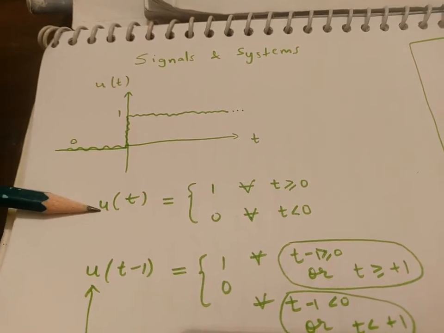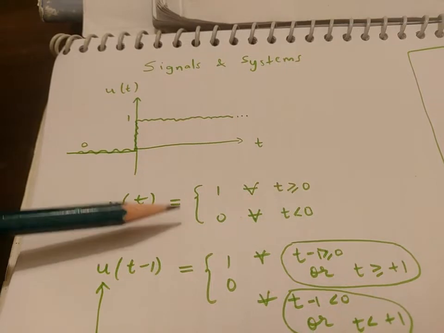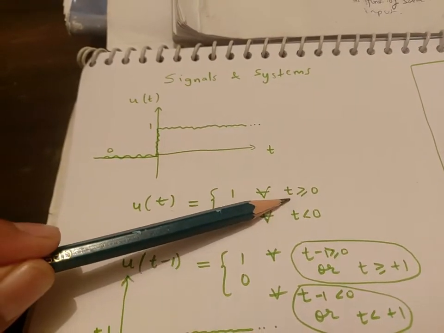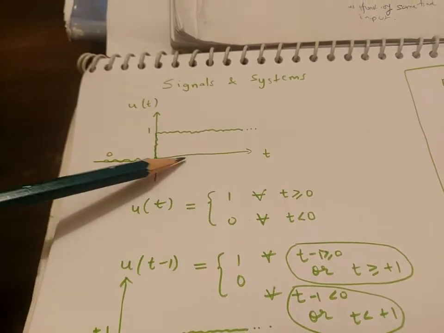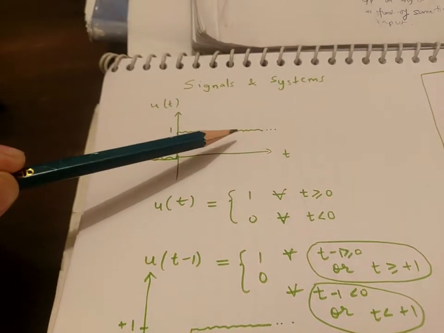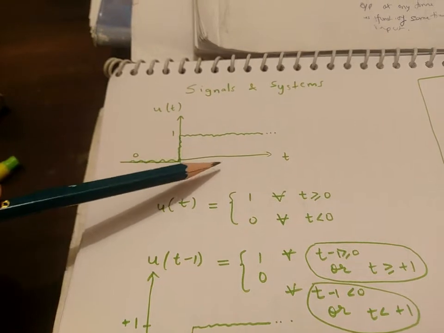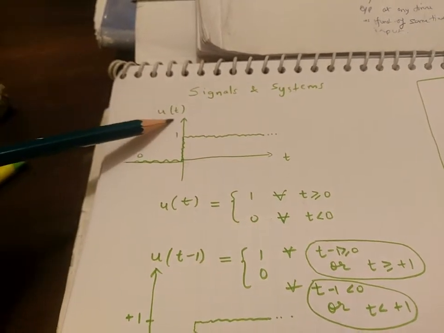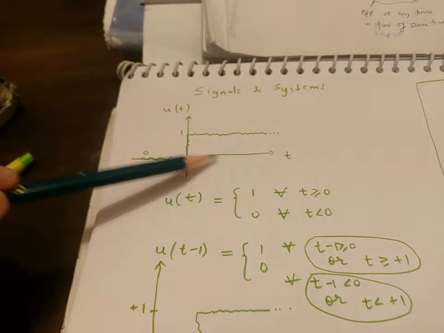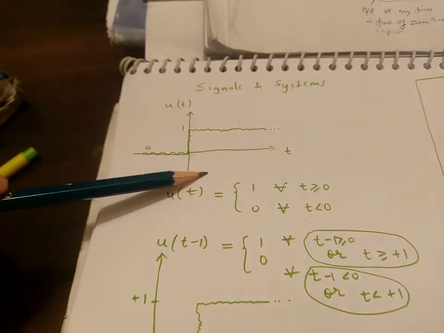The characteristics of unit step signal is drawn on the graph, and mathematically its value is equal to 1 when all the values of time are greater than or equal to 0. So when time is greater than 0, the value of this signal, which is dependent on time, is 1, and the value of this unit step signal is 0 when time is less than 0. So this is the graph, this is the mathematical definition.